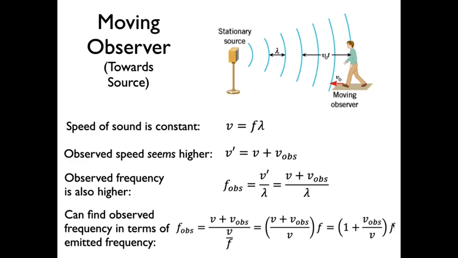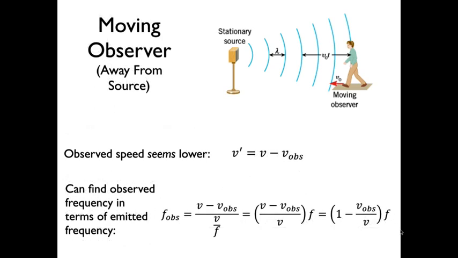And so if you are walking toward the sound waves with some speed, this fraction here is going to be some positive number. 1 plus some positive number is going to make an observed frequency that's higher than the frequency that's emitted by the source.